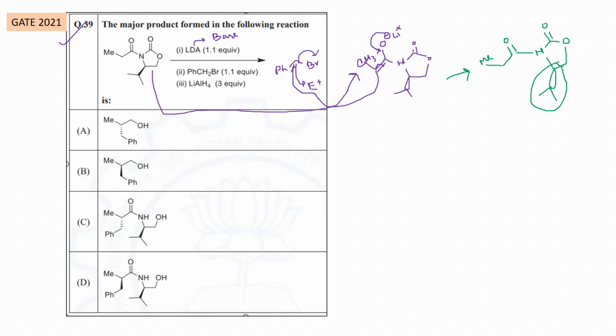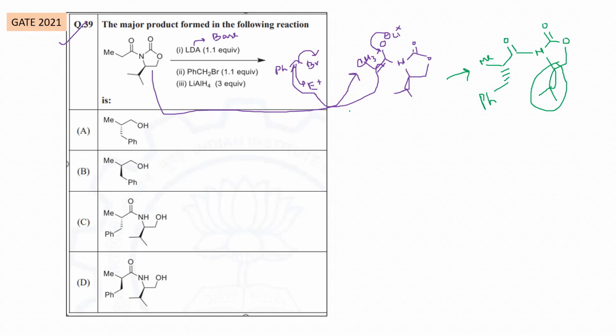So here, as this group is above the plane, the upcoming electrophile will enter from below the plane. Suppose this is 3D, this part is planar. Just imagine this isopropyl group is above the plane, just like a tree. Suppose this is your field, and this is like a tree on a field.